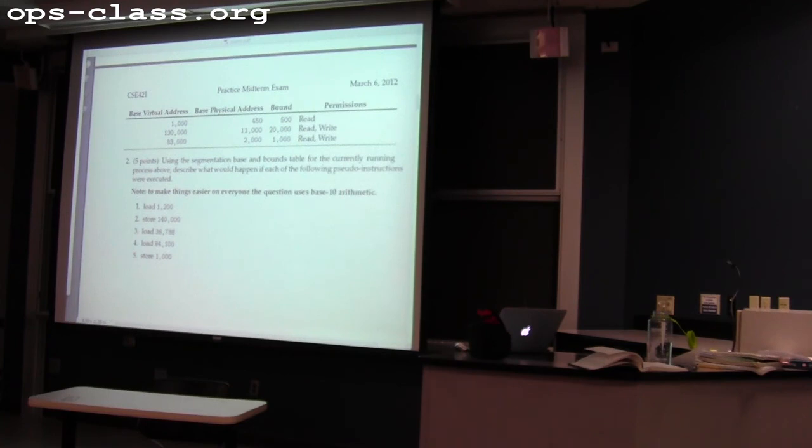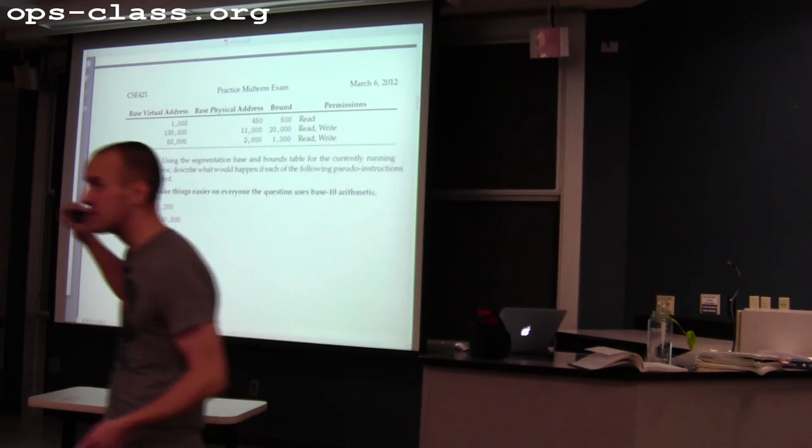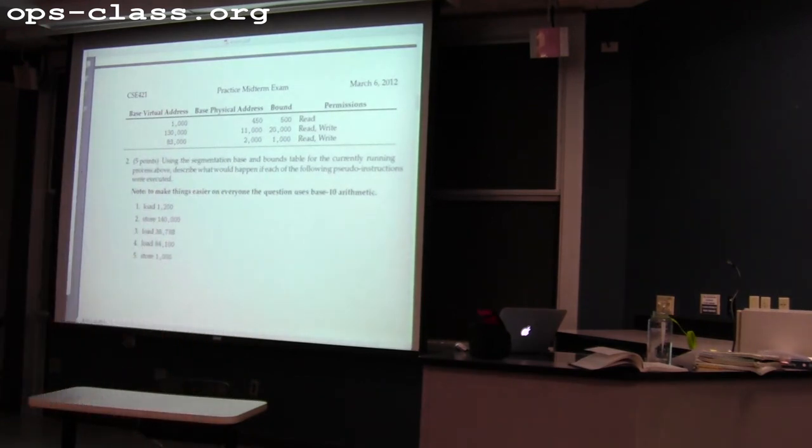What happens? Anybody? Somebody raise their hand who wants to translate this instruction. Right back here. Okay. Yeah, it will load from physical address 650. Okay, how did you do that? 1200 minus base virtual address 1000. And that is less than the bound. And add it to the base physical address. Okay, exactly right. That will do a load from physical address 650. Did everyone understand how this happened? Can you go through that? Can I go through that?